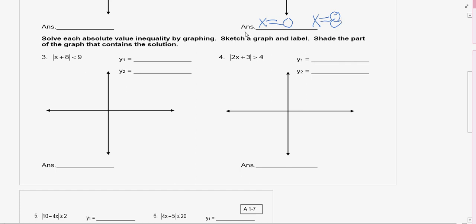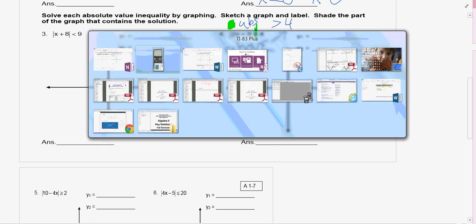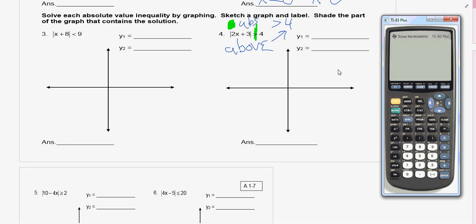Okay, so in problem 4, same setup, but the only difference on this one, notice that we have an inequality right here. So when I see the inequality, I'm going to read it like this. It's saying that the absolute value of some value has to be greater than 4. So what we're graphing has to be above the line 4. Okay, so let's put these into the calculator, and we'll keep that in mind when we're graphing the solution, that we're looking for something above that.